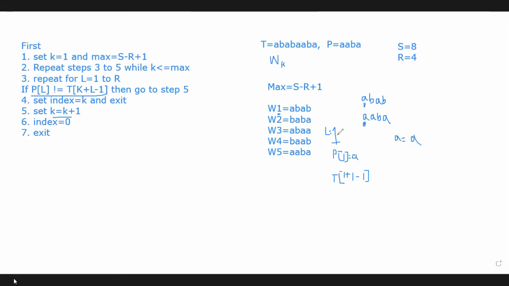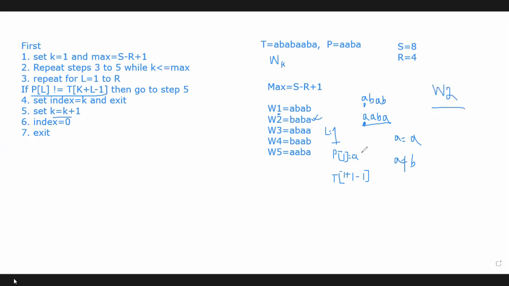So after that, now we can increase the value of L. When L equals 2, again we have to do the same thing, just test it with the second character of the text. So now A is not equal to B. That means we cannot find all the characters of the pattern in our first substring. So what is the next step we can do? We have to go to step number 5, that is increase the value of K. We can move on to the next substring. Now we'll test all the characters of P in which substring? In substring 2.